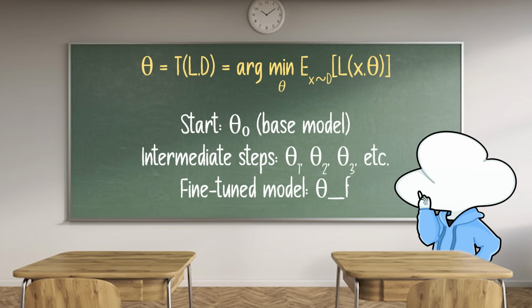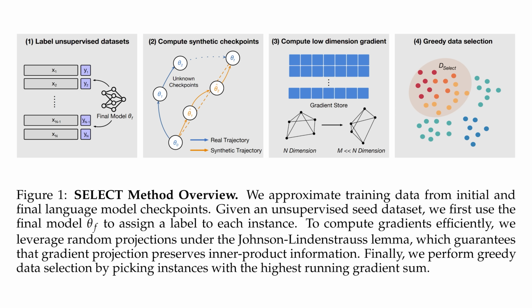So how it works is that since fine-tuning basically shifts the parameters by a small amount in every step, with the shift being the sum of all the training examples, the researchers then propose something called SELECT, which turns this observation into an extraction recipe.